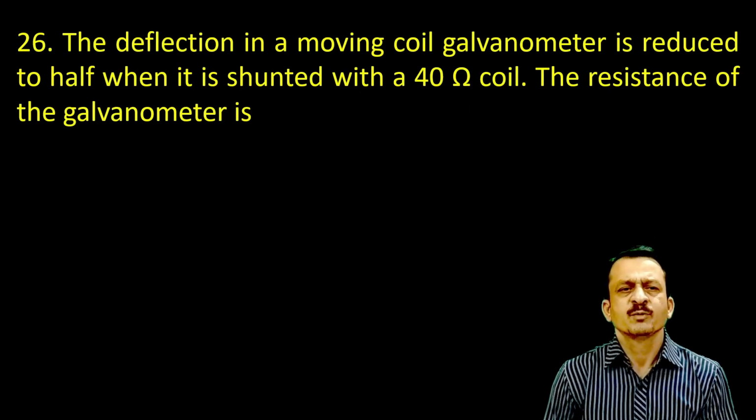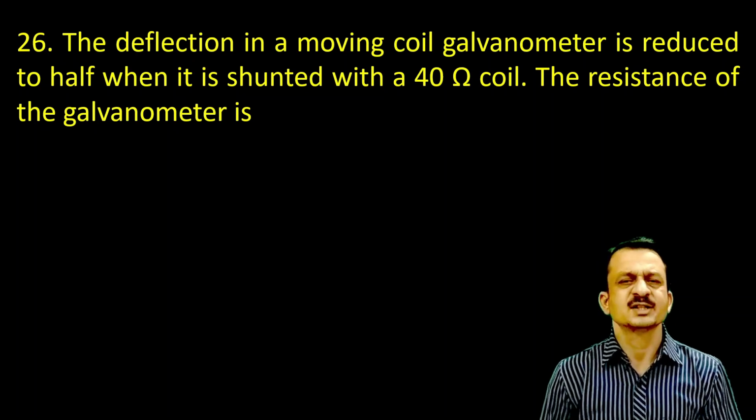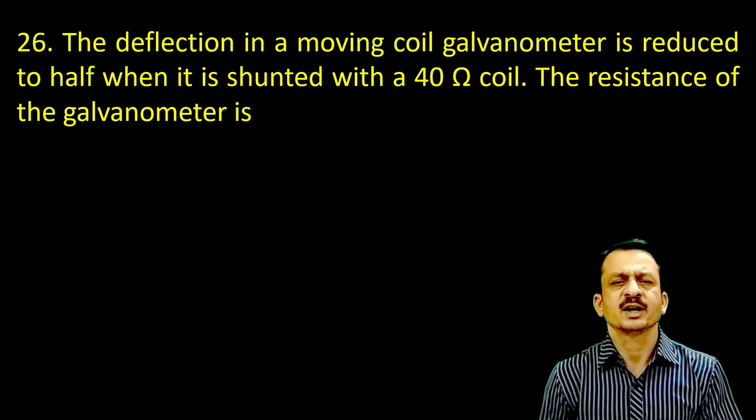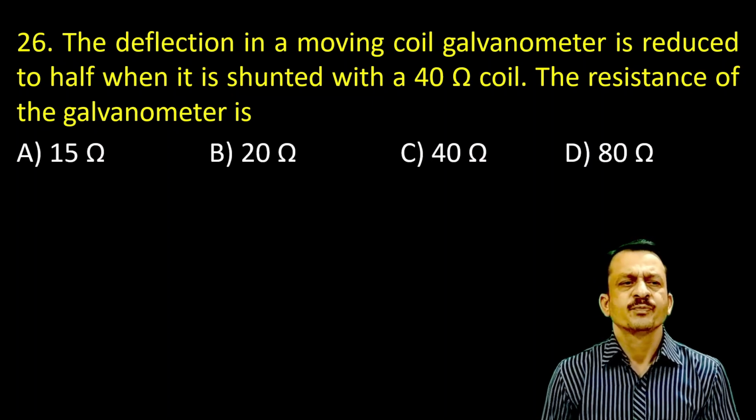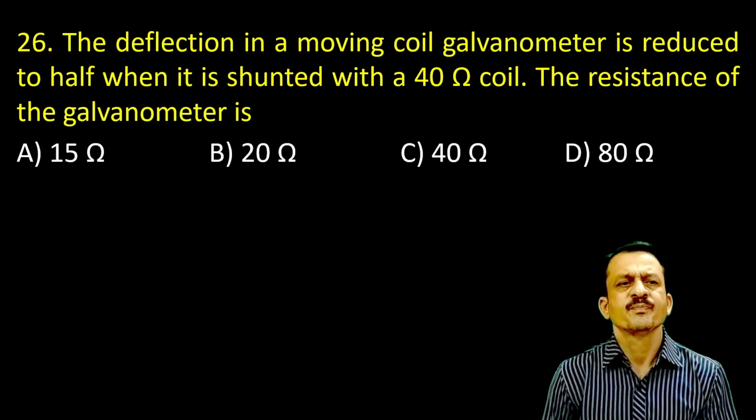The deflection in a moving coil galvanometer is reduced to half when it is shunted with a 40 ohm coil. The resistance of the galvanometer is, we have to calculate it. Now options: A 15 ohm, B 20 ohm, C 40 ohm, and D 80 ohm. Now simply look at that. This is a theoretical concept.